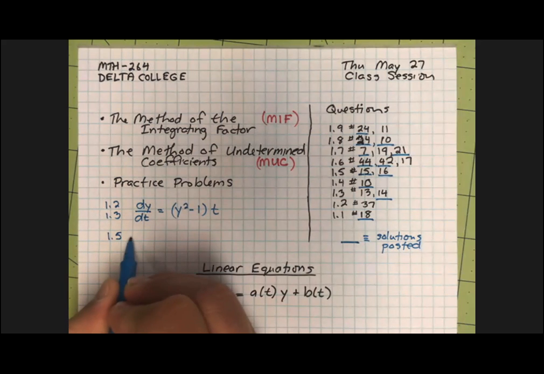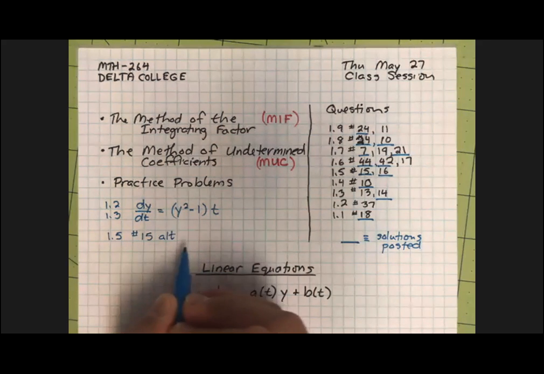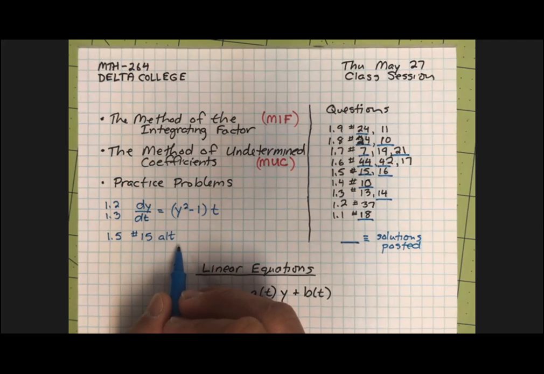The problem I posted for 1.5.15 alt was actually incorrect, undoable. So let's just check if anybody noticed that. Now I have posted a solution for 1.5.15, saying, whoops, you can't do this problem because the initial condition that was printed on the page doesn't match the differential equation. But I also wrote out a solution for that problem with a correct problem that I intended.